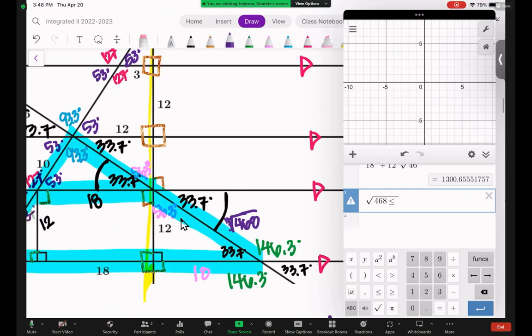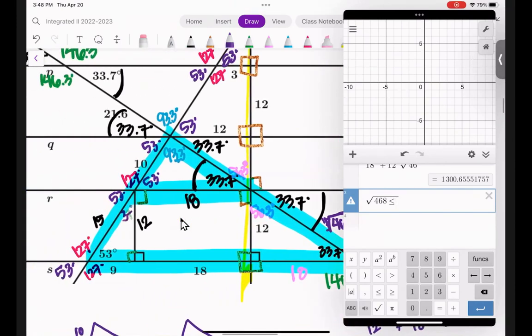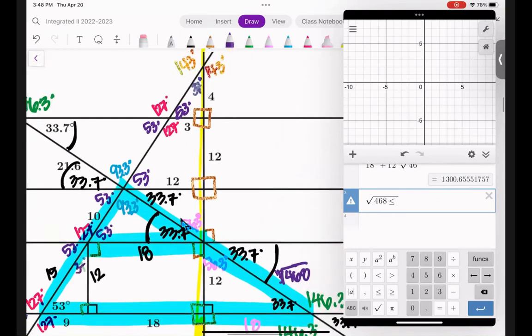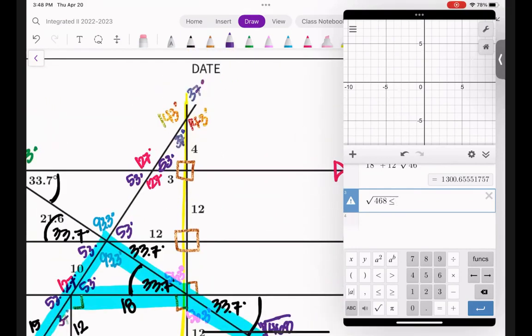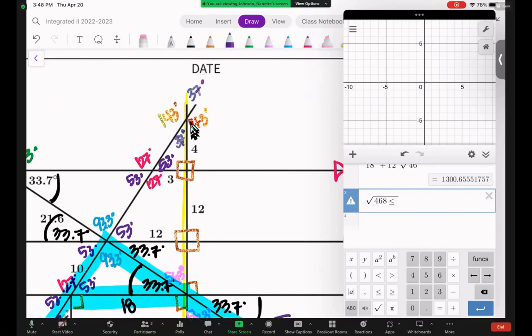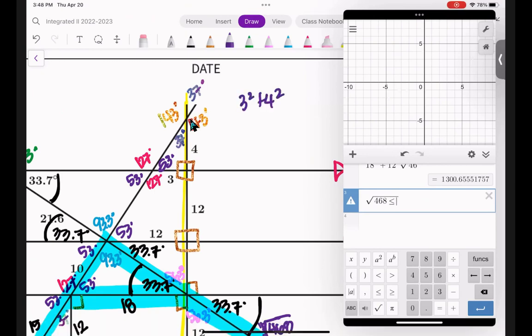So there's a couple more that we can find. Up here in this small triangle, you have this side being 3 and 4. Again, if you use your Pythagorean theorem, you get 3 squared plus 4 squared equals what squared? So that's 9 plus 16 equals what squared? So that's 25 equals what squared? And then 5 equals question mark, right? So this is going to be my 5 right here.